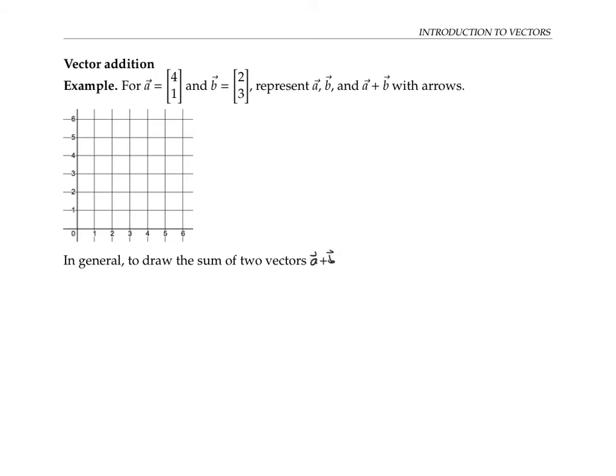We've already talked about adding vectors together component by component, but let's see what a vector addition looks like when we draw arrows. First, I'll draw vector A in blue over 4 and up 1. And I'll draw vector B in red over 2 and up 3.